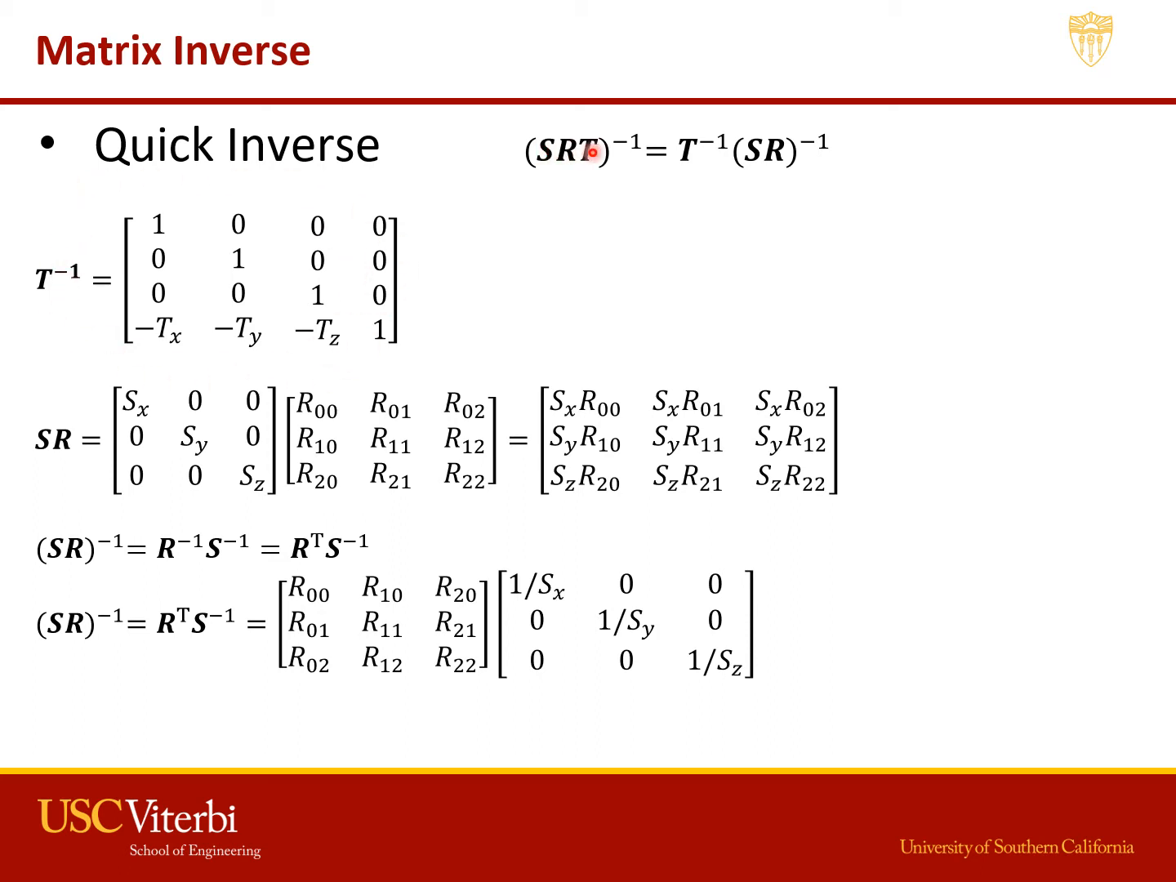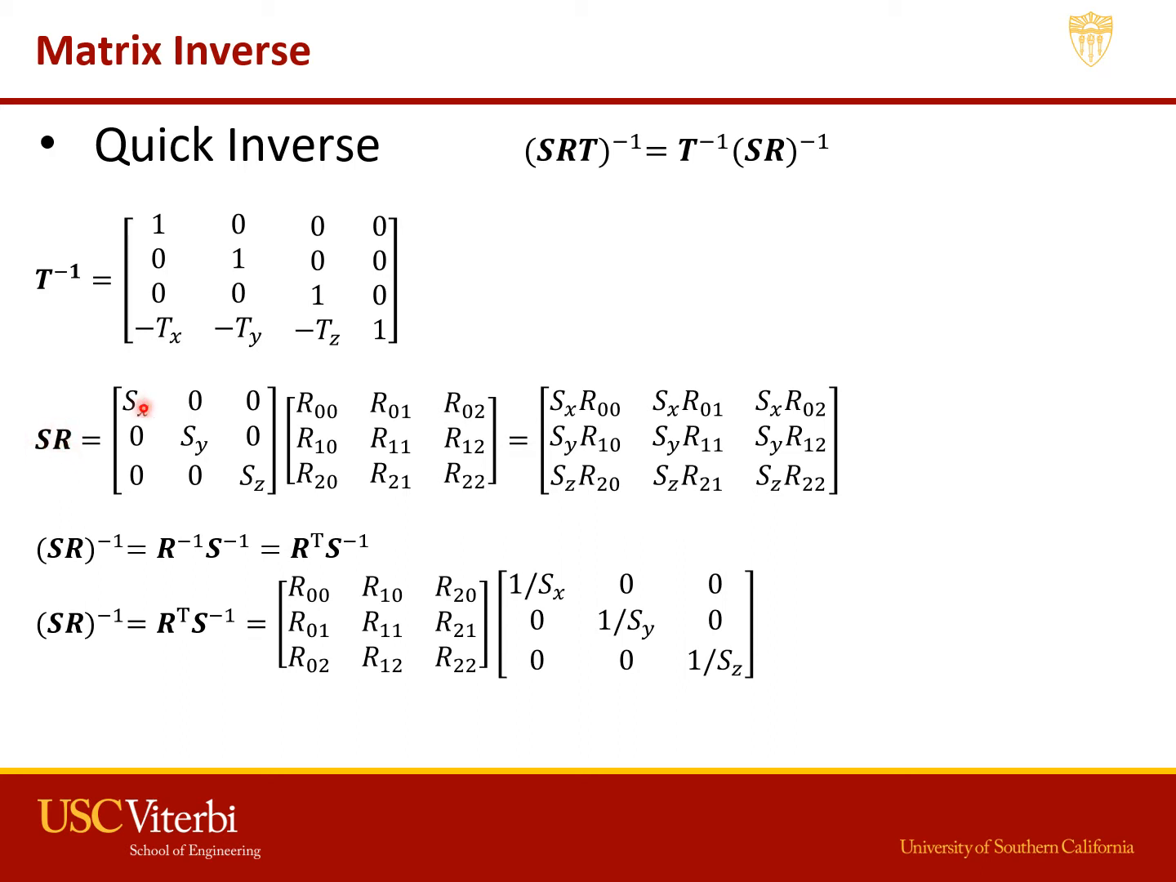Even in the SRT matrix, the T was just written right across the bottom. So all I do is take whatever's written across the bottom and put minus signs. And there's my T inverse. So that leaves us with this SR inverse to try to work out. So let's look at what SR is.